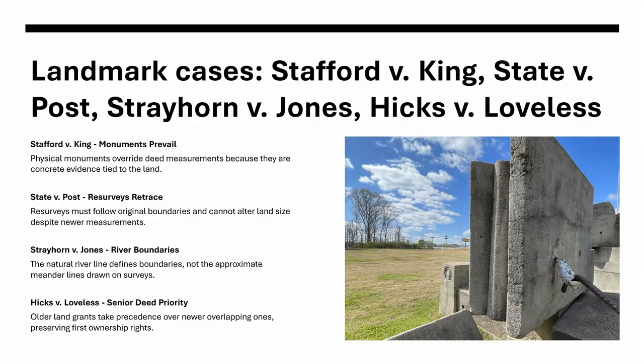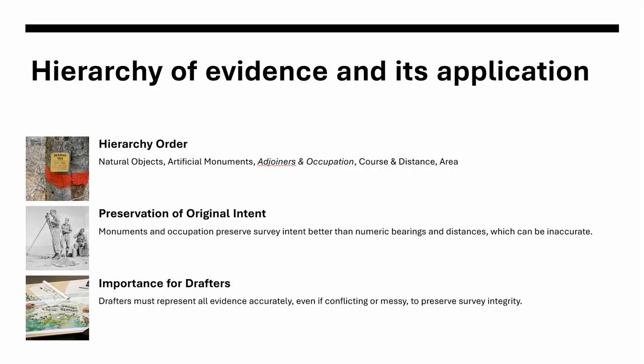For drafters, this case reinforces the need to research adjoiners carefully. If you omit adjoining deed references, you may conceal conflicts. If you mislabel tracts, you may mislead. Hicks v. Lovelace teaches us that chronology matters. The order of grants defines the rights. These four cases reinforce the hierarchy of evidence.